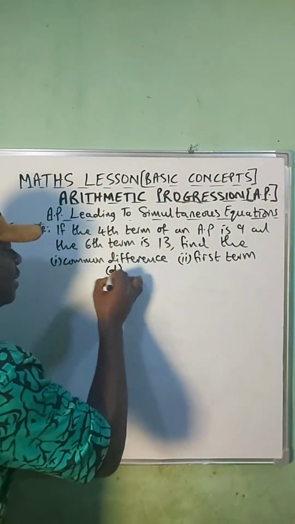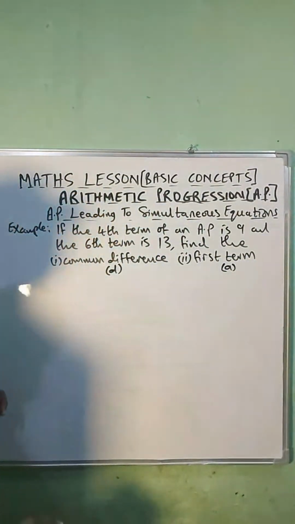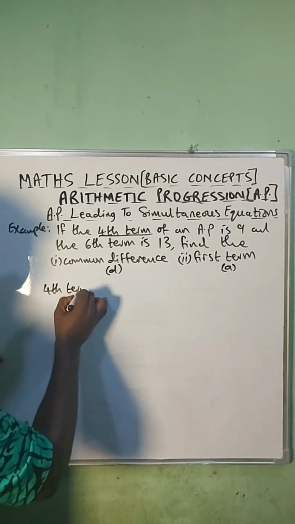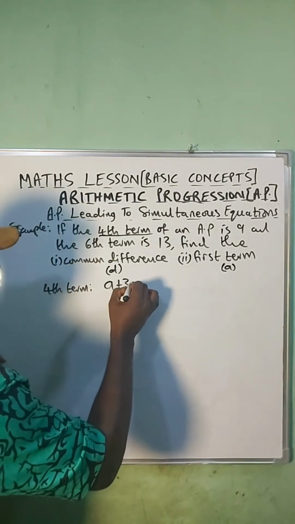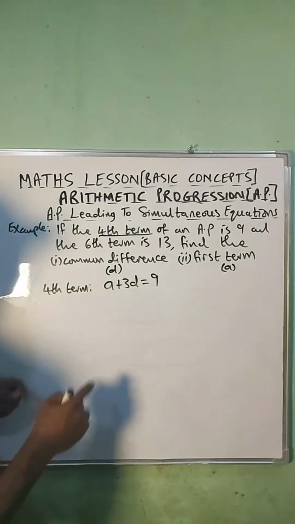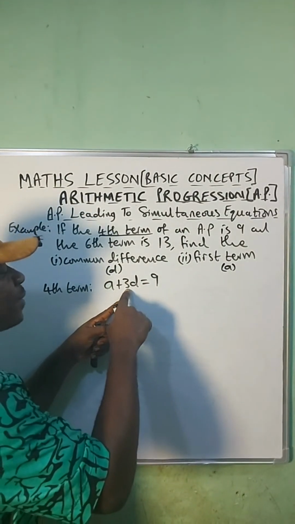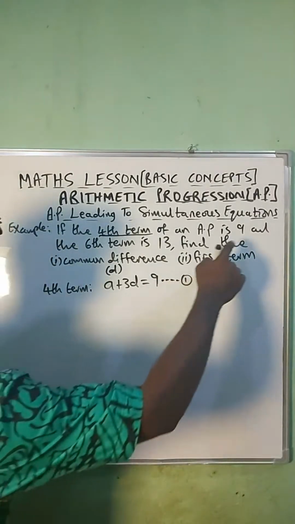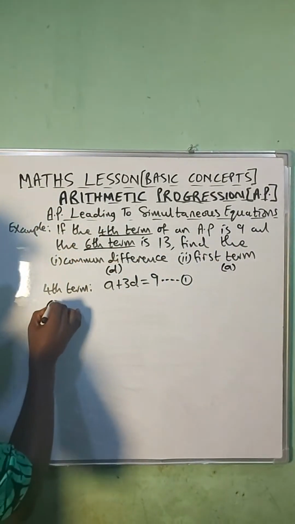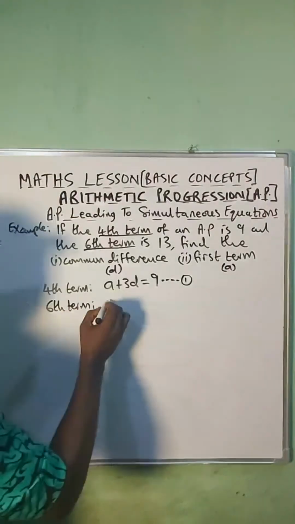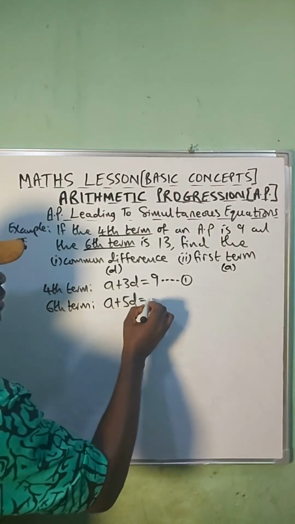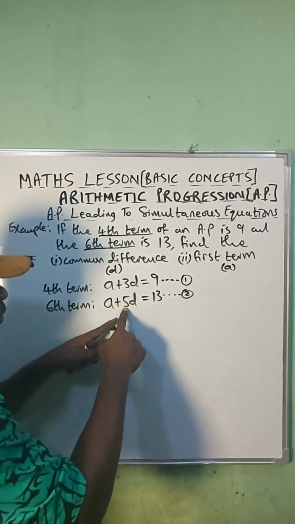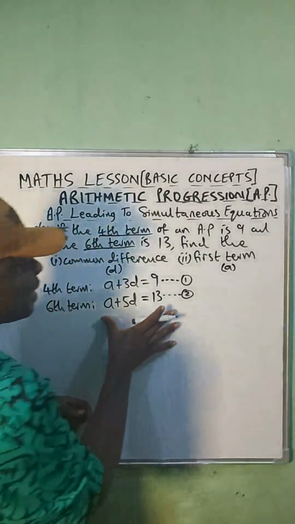The common difference is D and the first term is A. Now the fourth term is A plus 3D equals 9, because the coefficient of D must be 1 less than the number of the term. So this is equation 1. And the sixth term will be A plus 5D equals 13. This is equation 2, because the coefficient of D must be 1 less than the number of the term. And this is a pair of simultaneous equations.